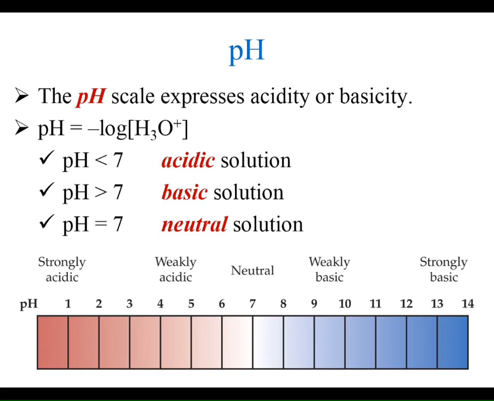acid. Because it's 10 to the negative 7, it's 10 to the negative 6. So a change from pH of 7 to 6 means there's 10 times more acid. 7 to 5 would be 10 times 10, 100 times more acid. So a slight change in pH is really 10 times, 100 times, 1,000 times more acid.